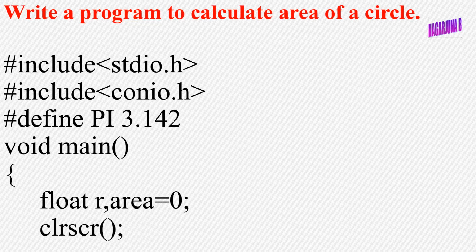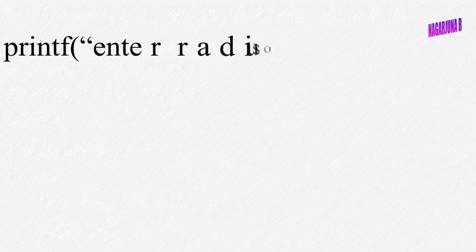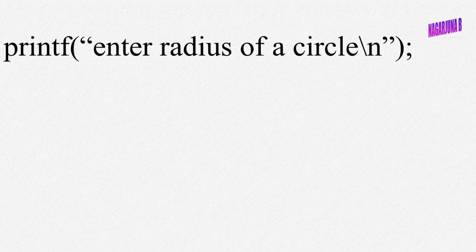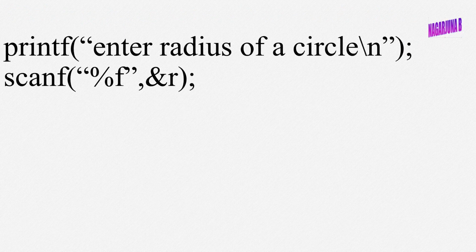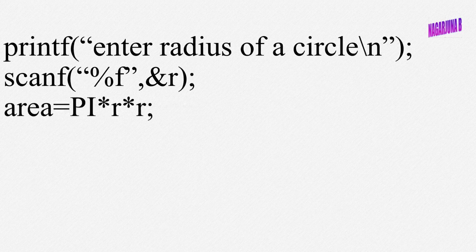Then clrscr(); Then next I will ask the user to enter the radius of a circle. For that purpose I have used the printf statement. Then scanf("%f", &r); So whatever value has been entered by the user will be stored in the variable r. Then next, the formula, that is area = pi * r * r; because the area of a circle is pi r square.